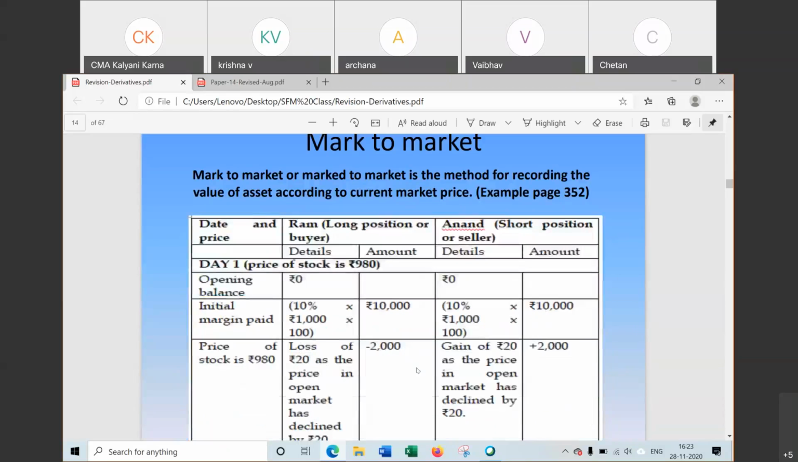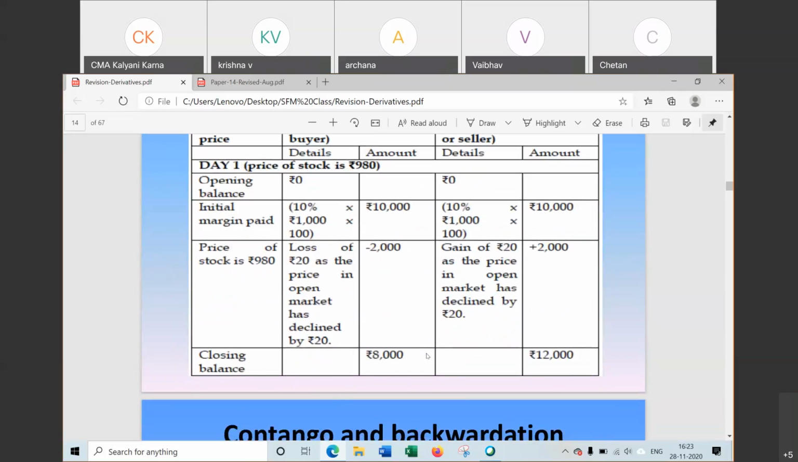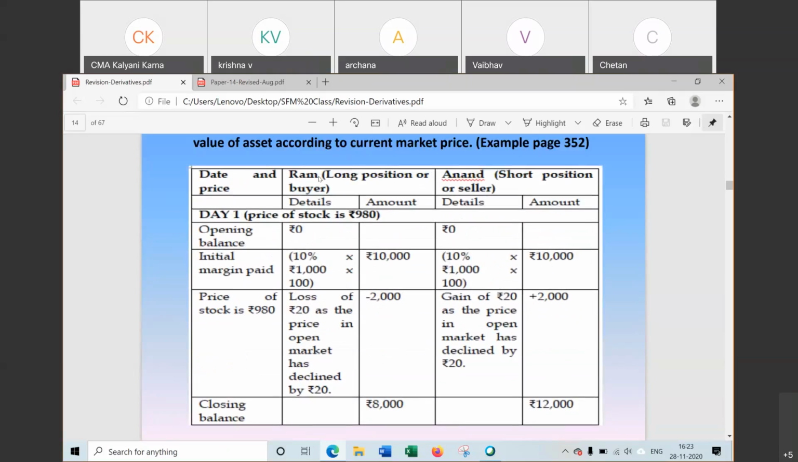Mark to market, that is a very important feature of the future market. What is mark to market? It is a method for recording the value of an asset according to the current market price. In the objective questions, since this time most of the questions will be objective, a closing price can be asked. Suppose the question says, what will be the closing balance of Ram at the end of day 1. So this final value will be asked to find.